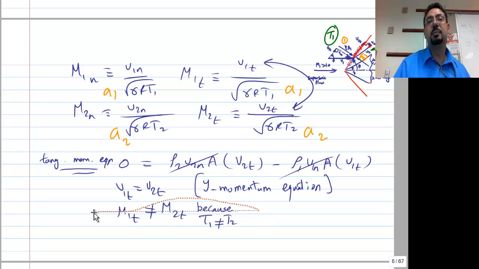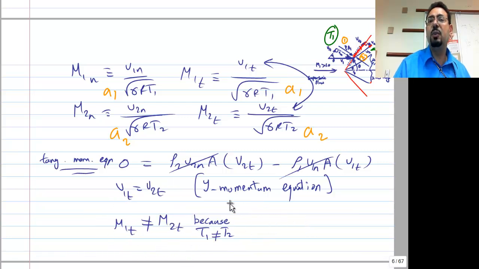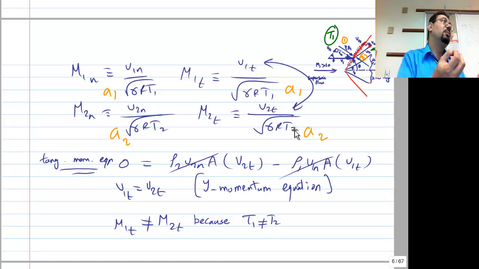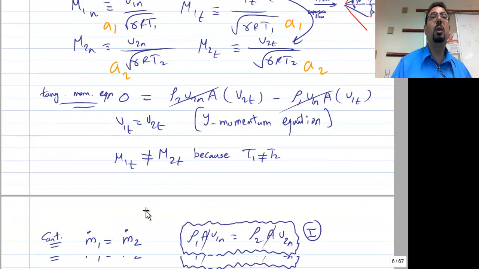And so of course notice that although V1 tangential is the same as V2 tangential, that doesn't mean, that's a mistake that some of the students do, it doesn't mean that M1 tangential is the same as M2 tangential. When you compare those two guys, even with the same velocity, it's not the same Mach number, because T1 and T2 will not be the same. You can bet that after the shock, the temperature would be higher or lower? Higher. So that changed the M2 tangential from M1 tangential.